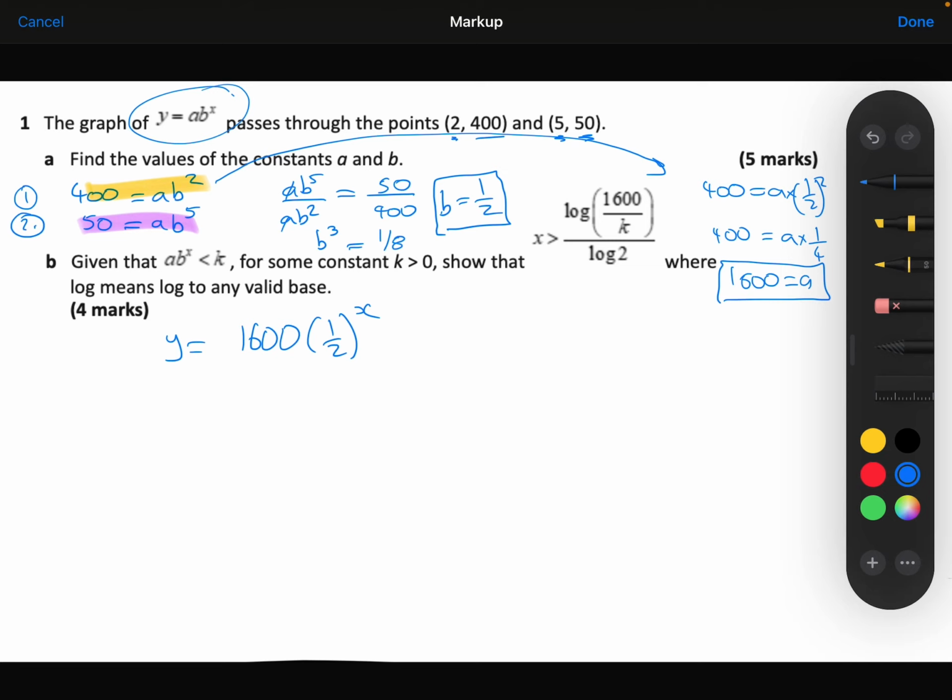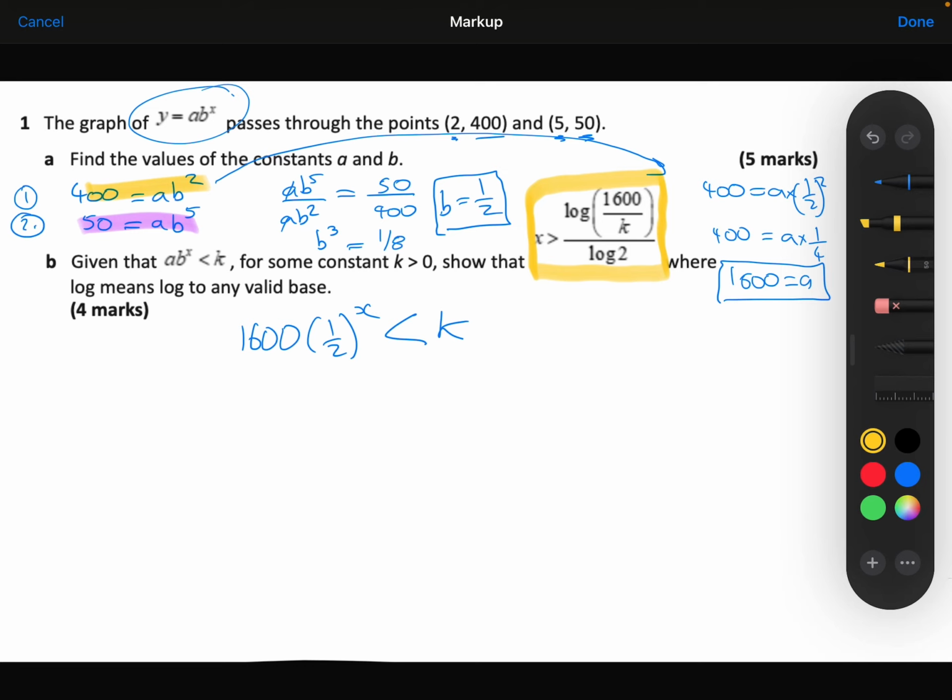For part B, we're told that ab to the power x, so our 1,600 times 1/2 to the power x, has to be less than k for some value of k greater than 0. I now need to show that this x has to be greater than log of 1600 divided by k, divided by log 2. Right.